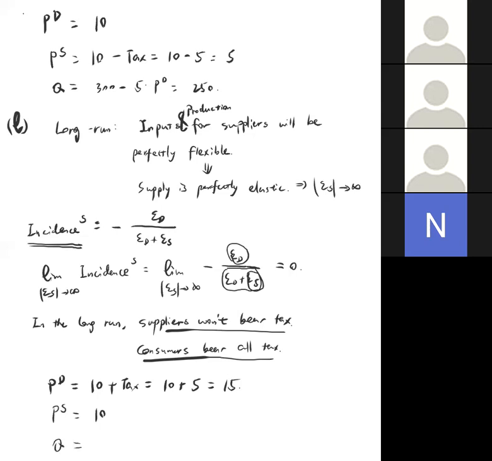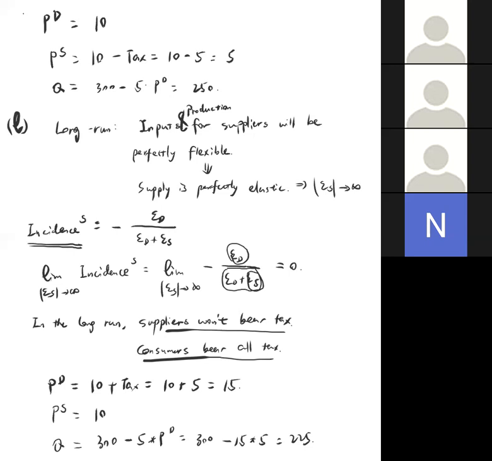And the quantity will be the quantity demanded, where we plug in P equals 15 into the demand curve. So it's 300 minus 5 times the price that consumers pay. And that would be 300 minus 15 times 5, and that would be 225. So in the long run, after the tax is imposed, the equilibrium quantity will become 225 units.